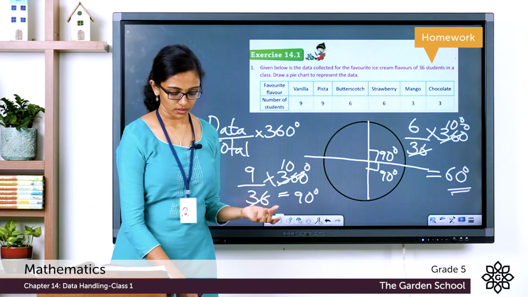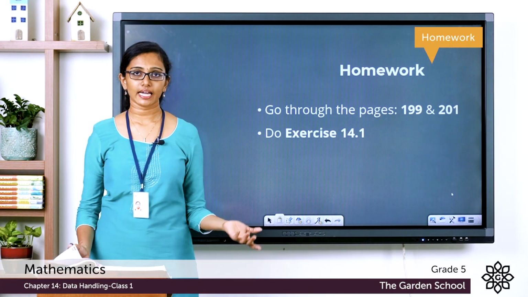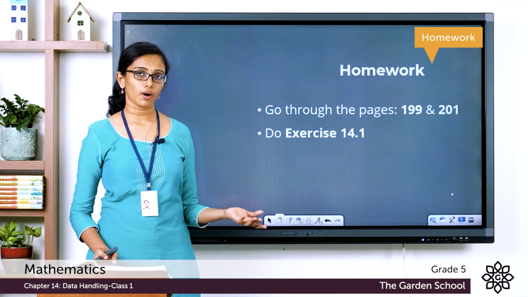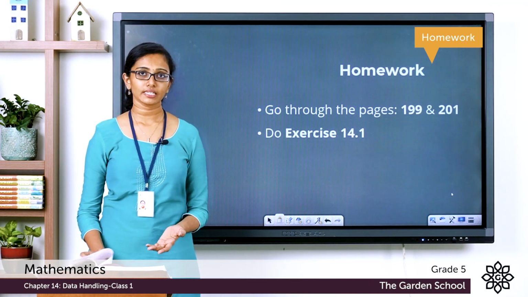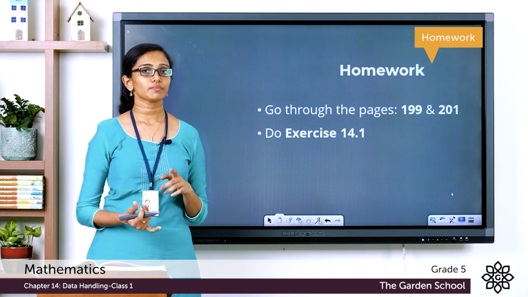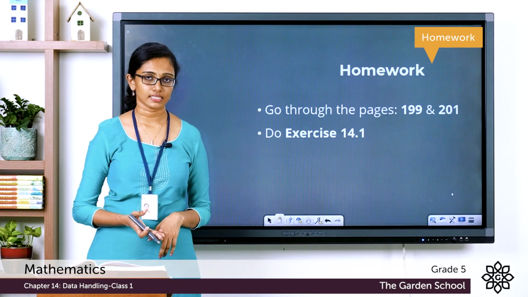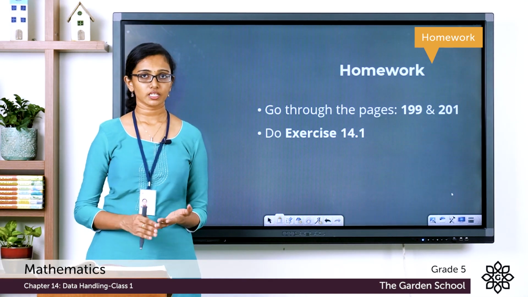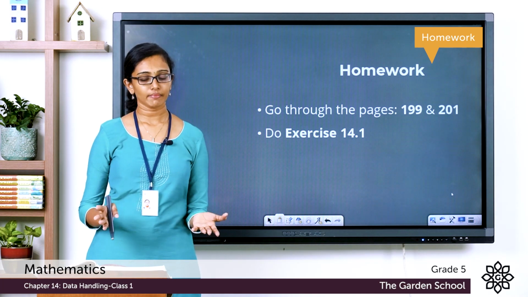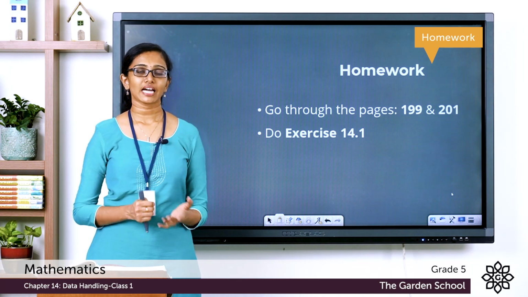Now you have to go through all these topics through pages 199 to 201 of your textbook. Then you have to complete exercise 14.1, question number 2 and question number 3 of exercise 14.1. And then in page number 200, you have this heading Maths Around Us. Please go through that as well.